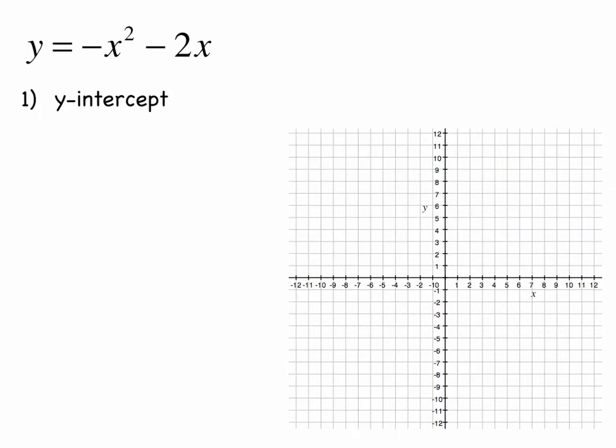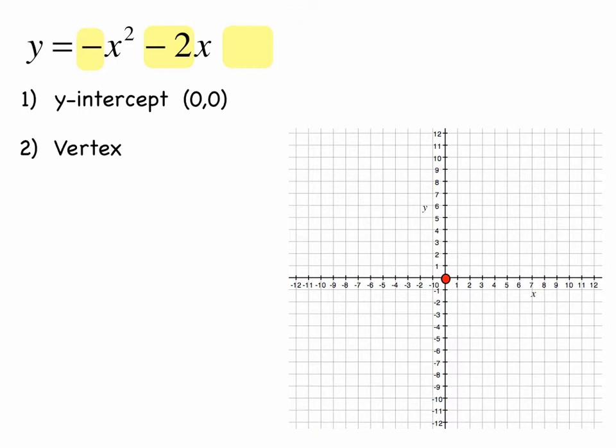We have y equals negative x squared minus 2x. Our a value here is negative 1. Our b value is negative 2. And there's no other number. Our c value in this case is going to be 0. So the y-intercept here is 0, 0.